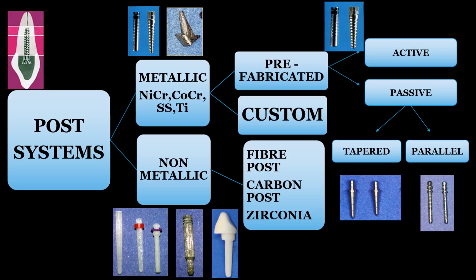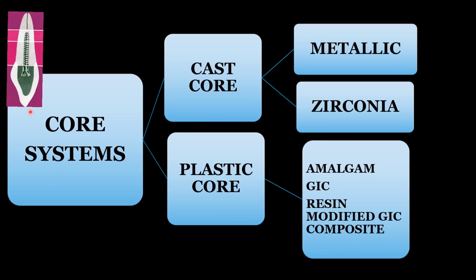So let's move to the core systems. Now, we know the core will replace the missing coronal structure that forms the shape of the tooth preparation over which the crown will come. These core systems can be the cast core or the plastic core.